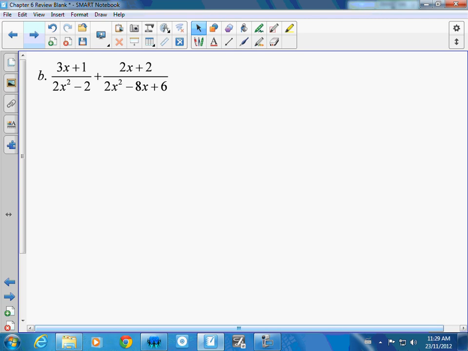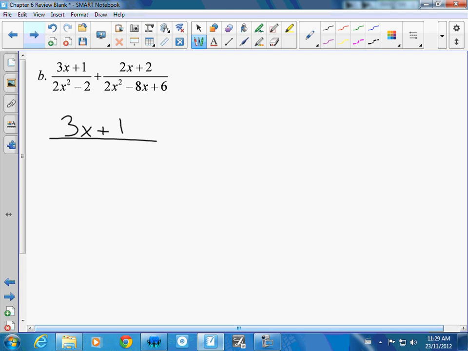So let's do, so 3x plus 1. What's on the bottom? What can you take out? A 2, right? So you end up with 2 times x squared minus, oh, what's that? Difference of squares. So what is that, x squared minus 1? It's actually x plus 1, x minus 1.